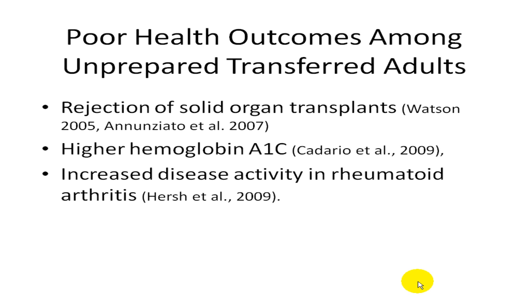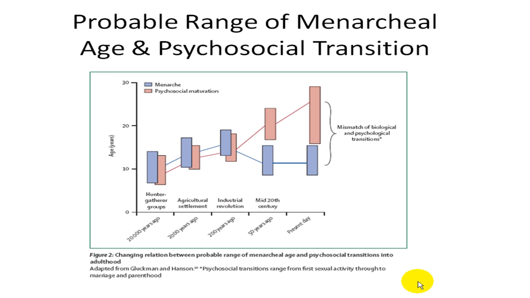Well, we actually have evidence that if you're a transplant patient, you have a greater likelihood to reject your transplant. Or if you're a diabetic patient, you have a higher hemoglobin A1C. Or if you're a patient with rheumatoid arthritis, you have a higher likelihood of having increased disease activity. So it seems to be bad news.